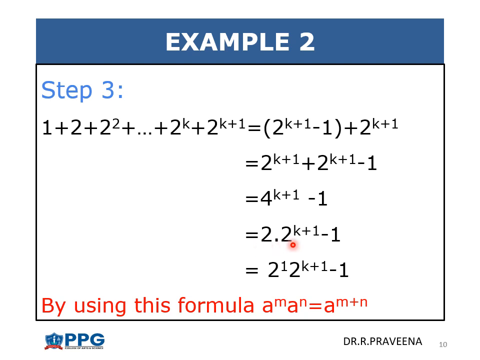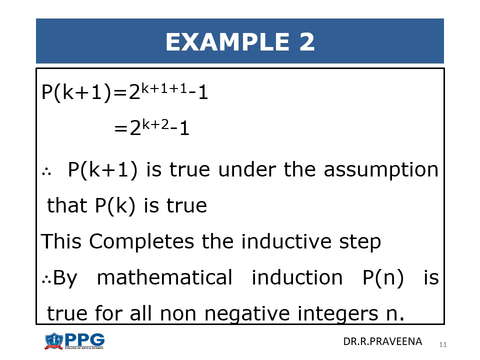That is equal to, 4 can be written as 2 into 2, so that 2 into 2 power k plus 1 minus 1. By using the formula a power m into a power n equal to a power m plus n, we get 2 power 1 into 2 power k plus 1 minus 1. Then P of k plus 1 equal to 2 power k plus 1 plus 1 minus 1, that is equal to 2 power k plus 2 minus 1.